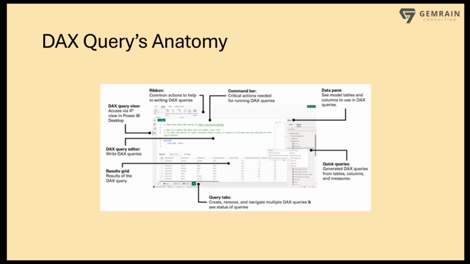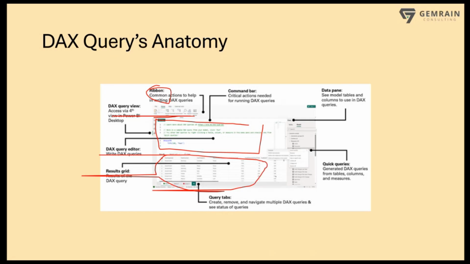Okay, DAX query anatomy. I understand this is a bit too small, but I will show you in my Power BI app later. There are a lot of things here, which are pretty nicely summarized by Microsoft Learn already. So I'm just going to go with the flow of what you would be expecting to see. Here would be your ribbon, as every Microsoft product has. And then this is the entire body of your DAX query view. You can view this and you can edit this. This would be the result grid.